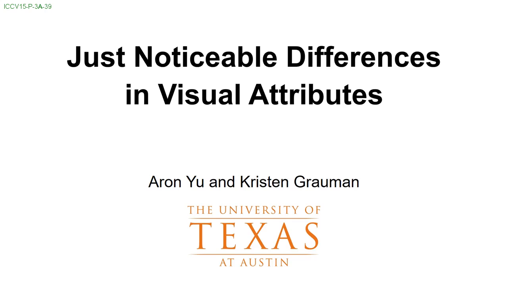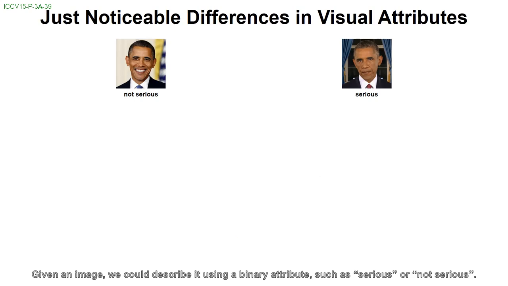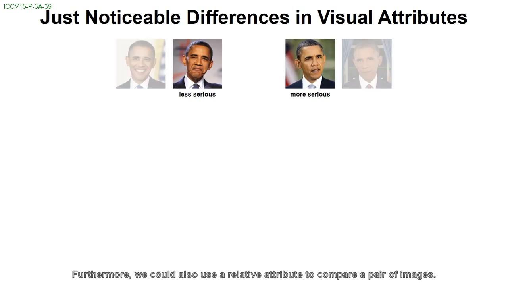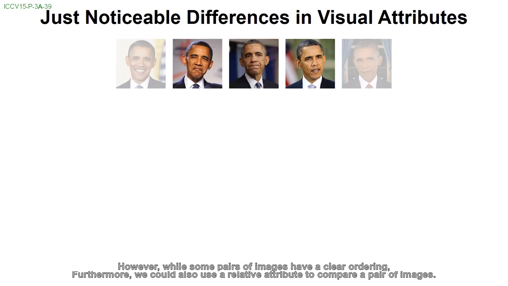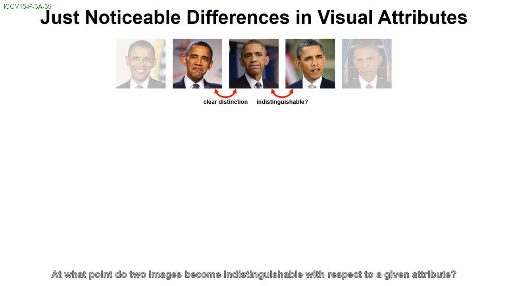Just noticeable differences in visual attributes. Given an image, we could describe it using a binary attribute, such as serious or not serious. Furthermore, we could also use a relative attribute to compare a pair of images. However, while some pairs of images have a clear ordering, for others, the difference may be indistinguishable to human observers. At what point do two images become indistinguishable with respect to a given attribute?